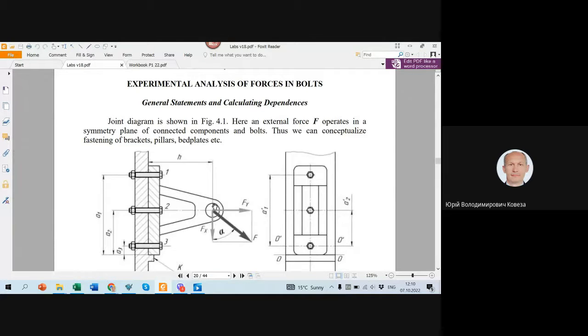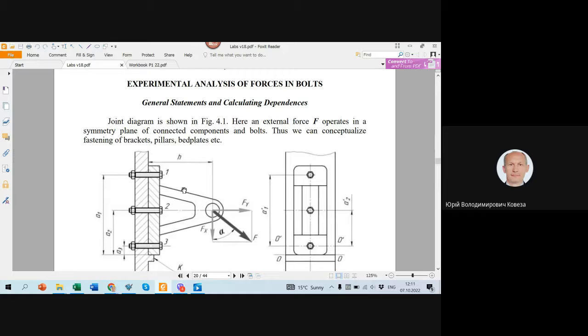We have a bracket, something like a bracket. This is a bracket, and this bracket is loaded with a force directed in any direction. In such a case, we have two components, Fy and Fx, which load both the bracket and the bolts, which fix this bracket in its position.